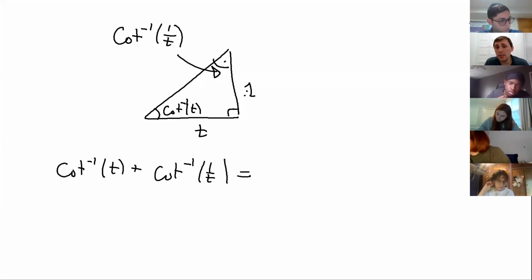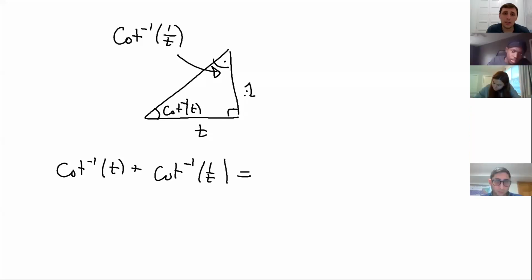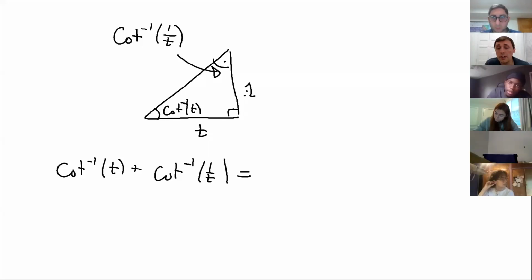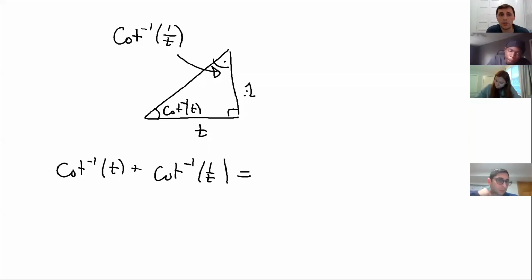Where all those things are just referencing an angle by what the angles do. So what is this saying? This cotangent inverse of t is saying take cotangent of that angle and the result is t. And why do I know that this angle can be named cotangent inverse of 1 over t? Because if I take cotangent of this angle, I will get 1 over t. So the result is that it's equal to pi over 2.